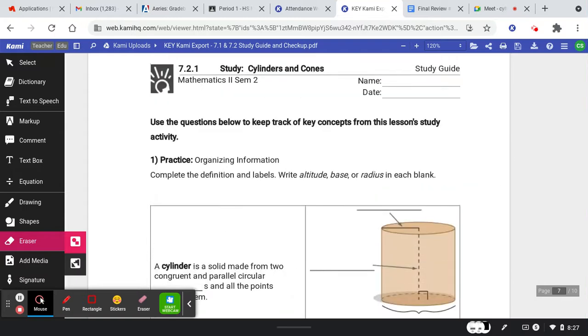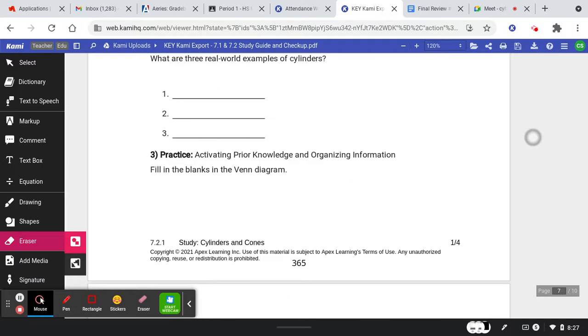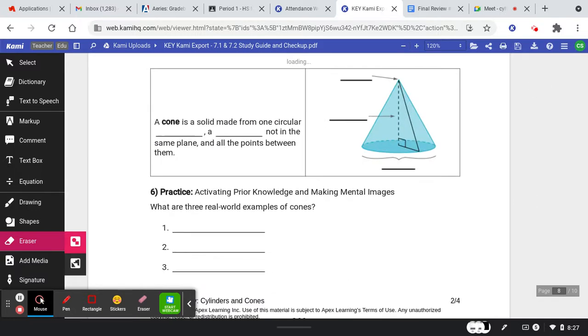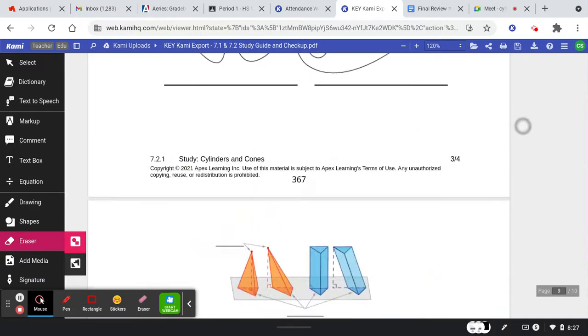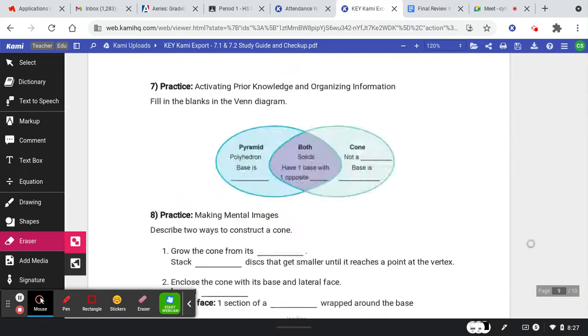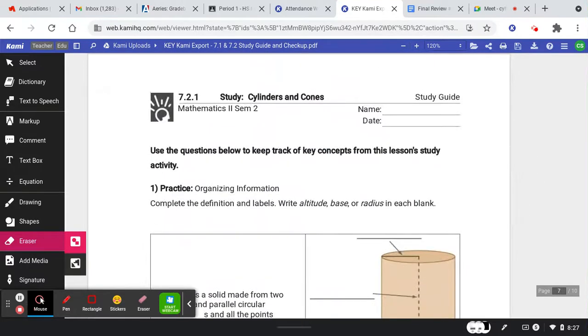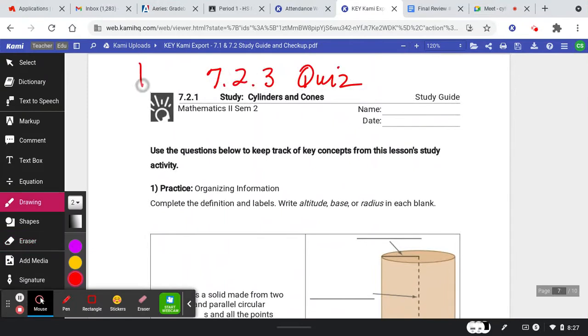Okay, so now our study starts with cylinders and cones for the 7.2. I just want to show you what I'm going to be finishing here. We're on pages 365, 366, 367, and 368 that we're going to fill in. And notice again that there's no checkups. It's just a study guide. And the 7.2.3 quiz is your homework. So that's what you're going to do tonight after completing these study guides with me.